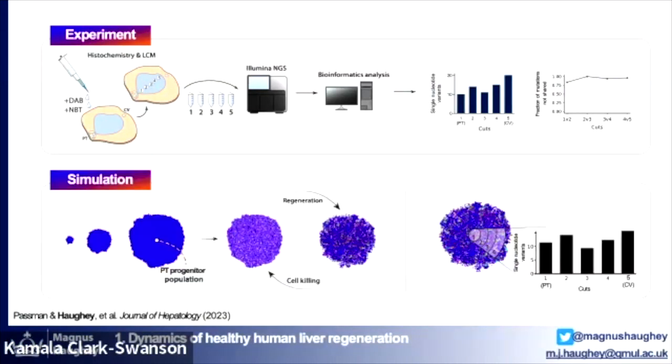We then simulated this underlying process with a two-dimensional spatial agent-based model, where we simulated homeostasis in the liver through rounds of cell killing and regeneration coupled to mitochondrial mutation.